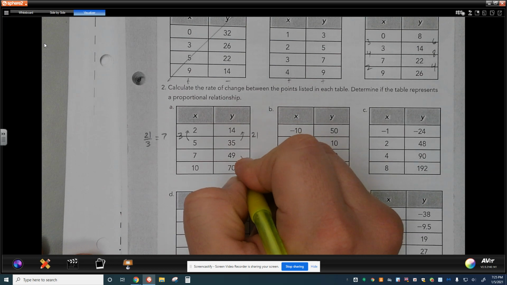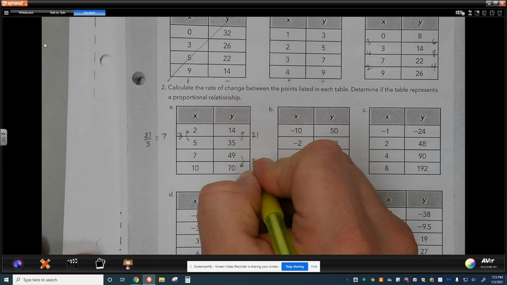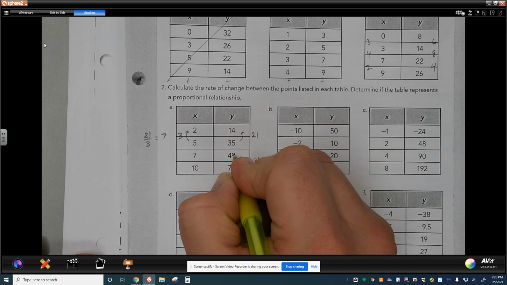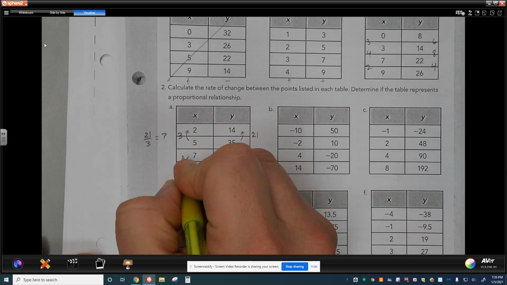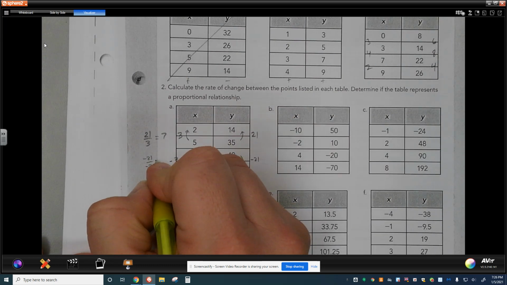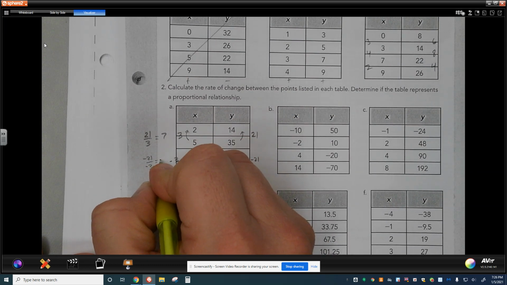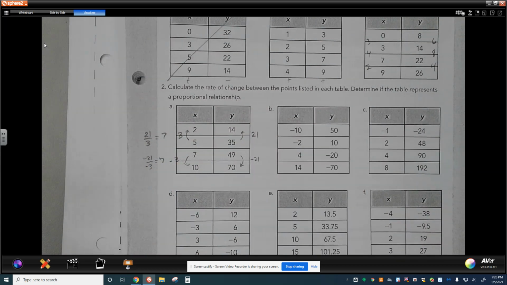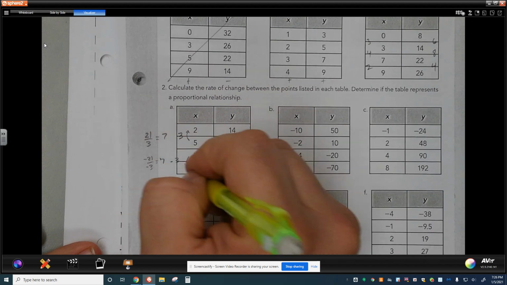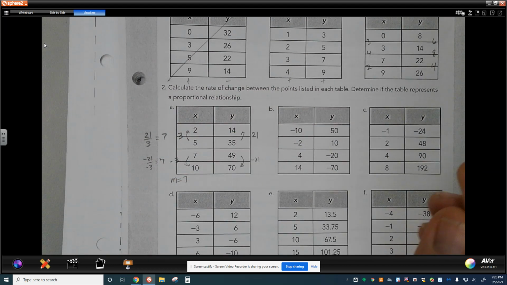49 to 70, 49 minus 70. This one right here is going to be negative 21. 7 minus 10 is a negative 3. Negative 21 divided by negative 3 is equal to positive 7. I know that my slope is 7. So m equals 7.